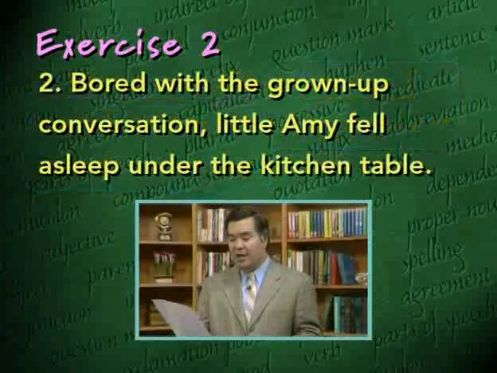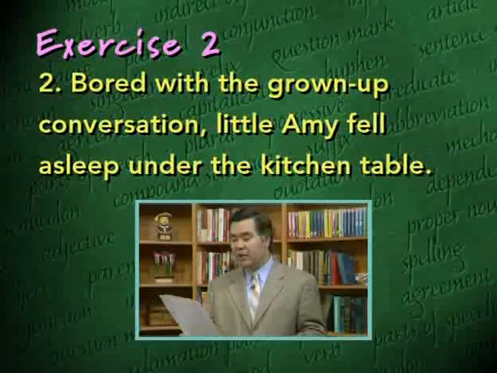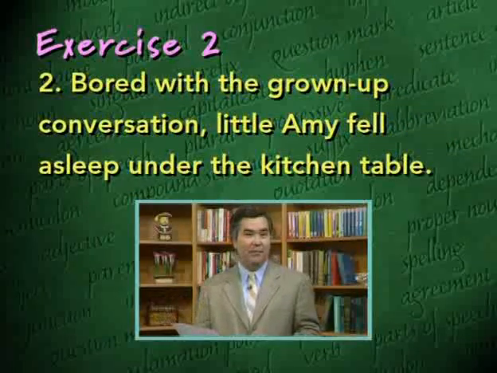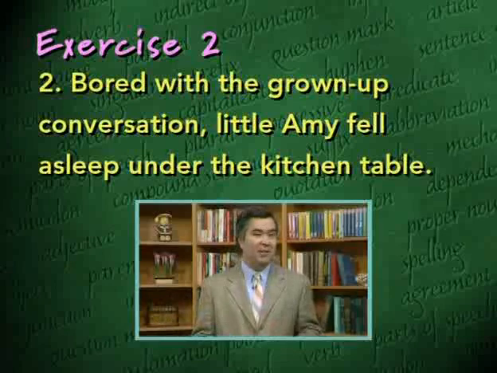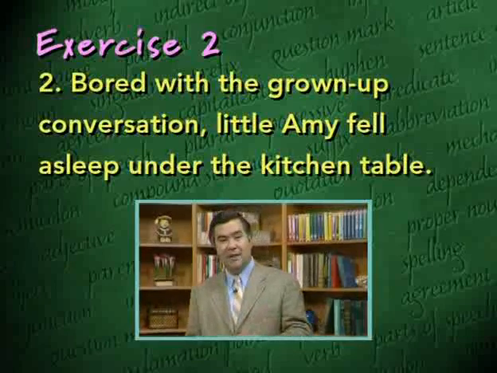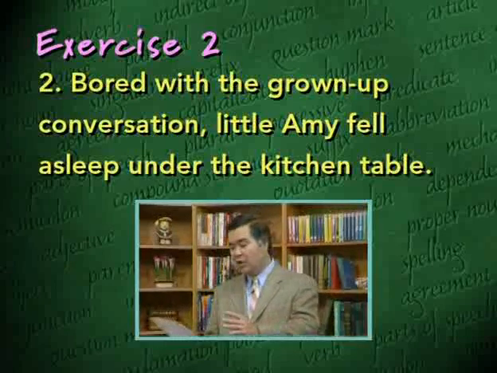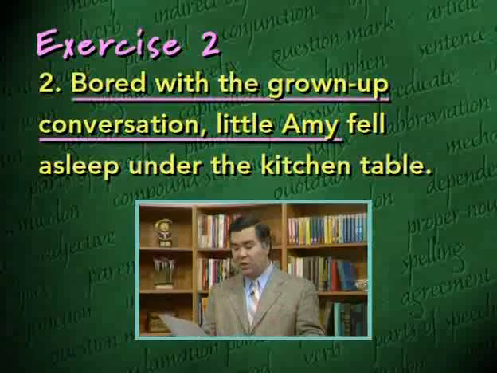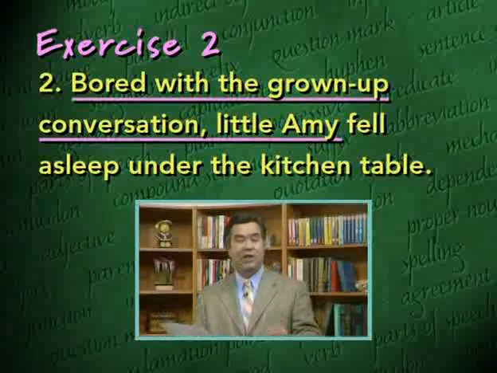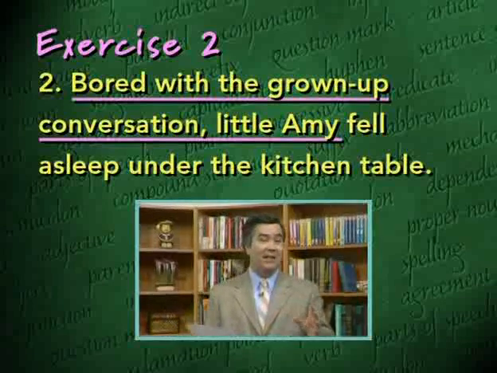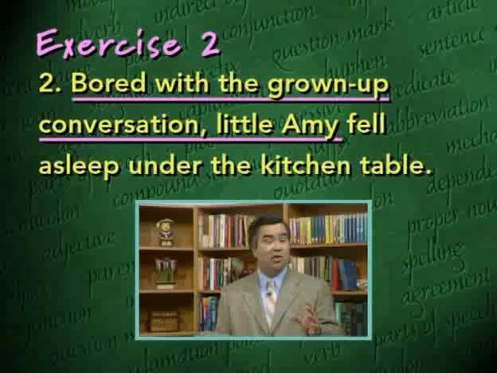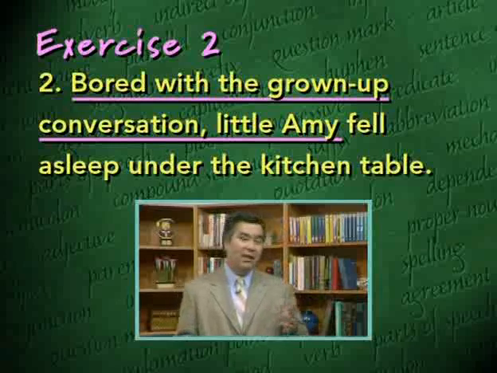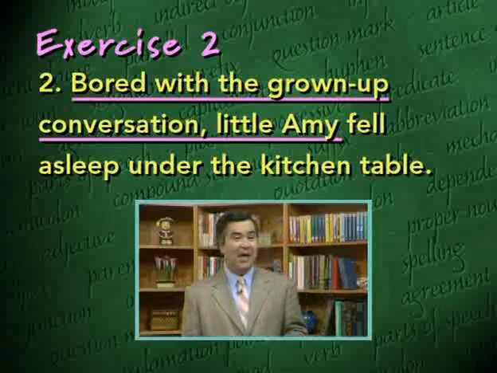"Bored with the grown-up conversation, little Amy fell asleep under the kitchen table." Where would you divide this sentence between the subject and the predicate? In this case, the subject includes all the words up to little Amy. So the subject would include bored with the grown-up conversation, little Amy. All of that is the subject. All of that describes what the sentence is about, or in this case, who the sentence is about.